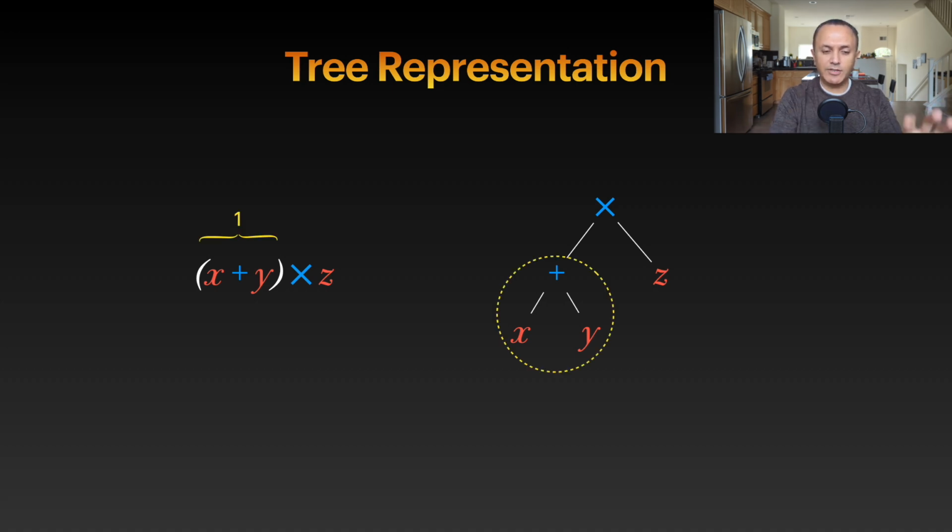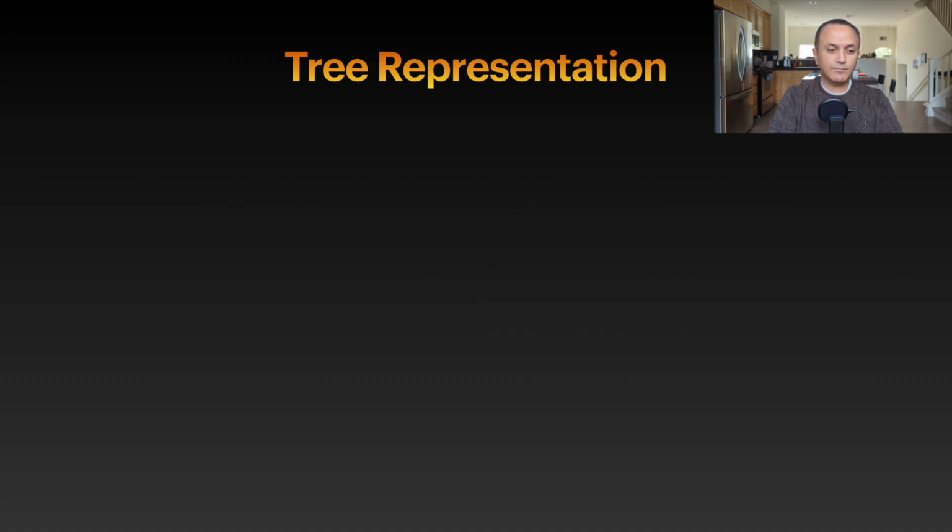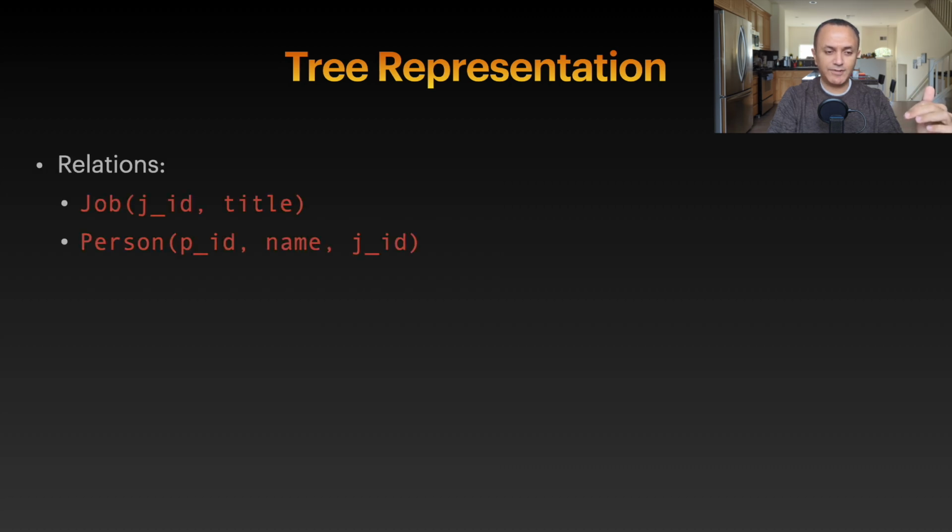So the addition here will happen first, and once that is done, basically imagine that you're almost replacing this whole circle with a value. Then you can do the multiplication second, which corresponds to the parentheses that we have in the original expression. So the same thing, we can also apply that to relational algebra expressions. Let's illustrate that with an example to see how to do this.